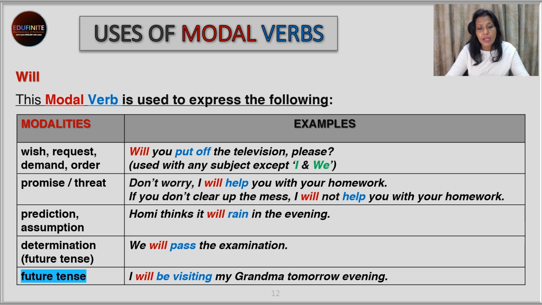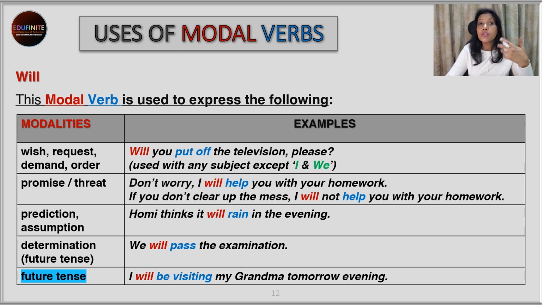Next, determination, that too for the future tense. We will pass the examination. We are determined that we will pass this time. Maybe something happened last time, we couldn't clear it. So this time we are determined we will pass the examination.